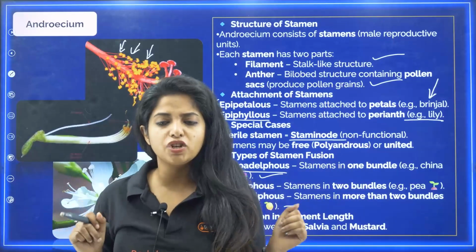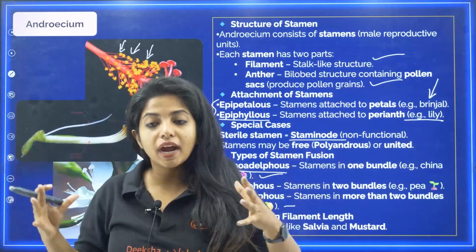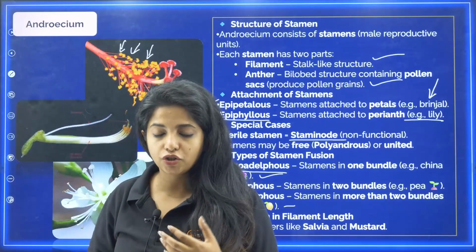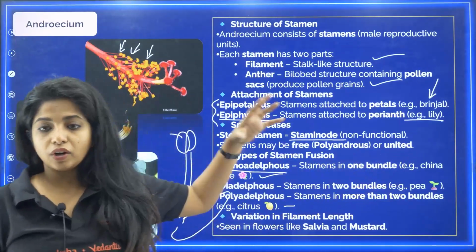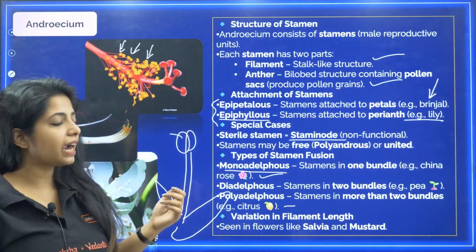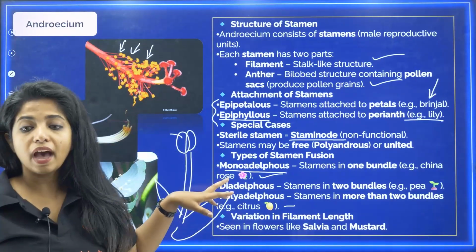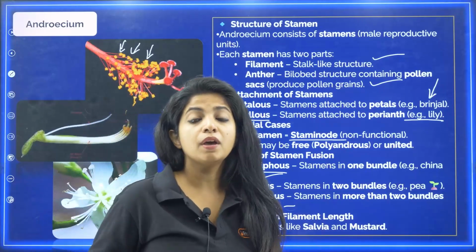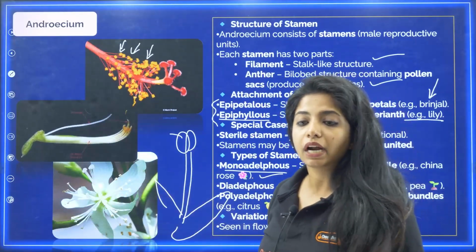Now, the stamens, my dear children, if they are free, what do you call it? Polyandrous condition. If they are united, you have different types of fusion. One is monadelphous. You can find it in China rose, where all of them are in one bundle. Diadelphous is when they are in two bundles, and that you can find in pea. And then you have polyadelphous, where you can find them in more than two bundles. You can find that in citrus fruits.